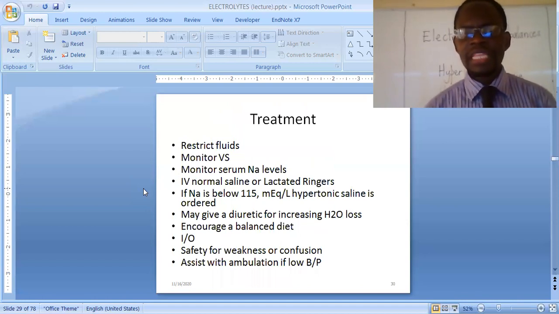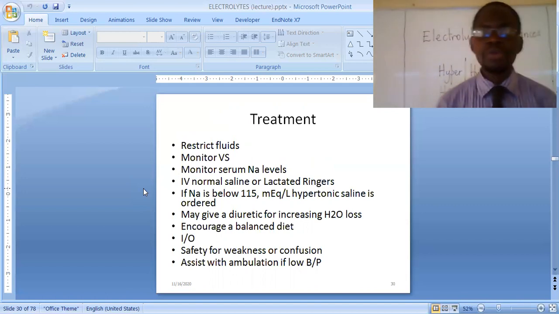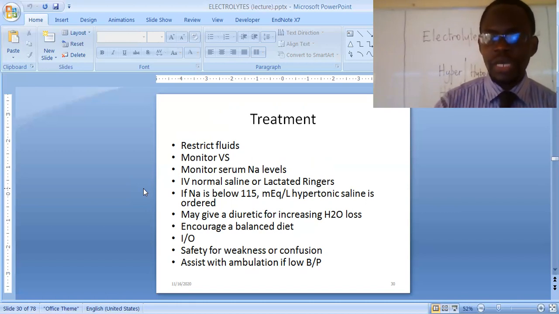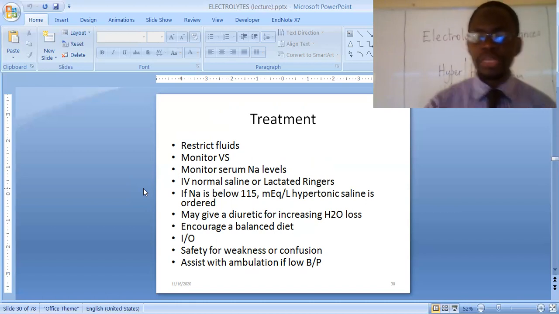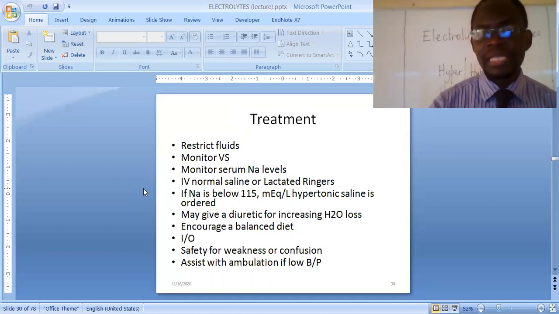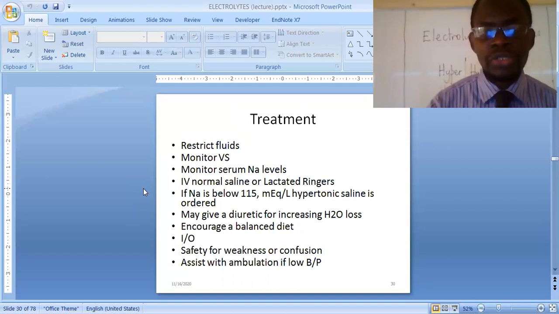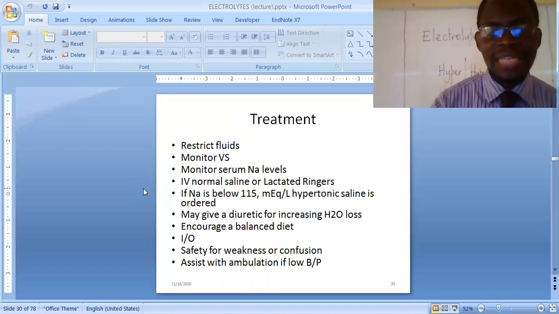How do we treat it? Things like restriction of fluid. You monitor vital signs, monitor the sodium levels, and you give IV normal saline or lactated Ringer's. Of course, we are trying to give more sodium. You can give hypertonic saline in case the concentration goes below 115. You may also give a diuretic for increasing water loss. Encourage a balanced diet.